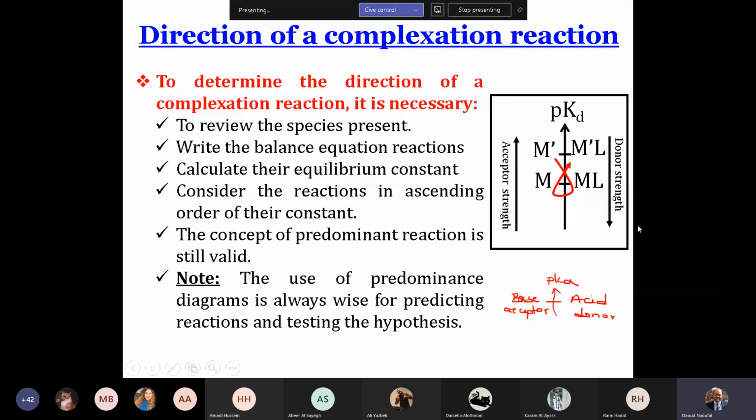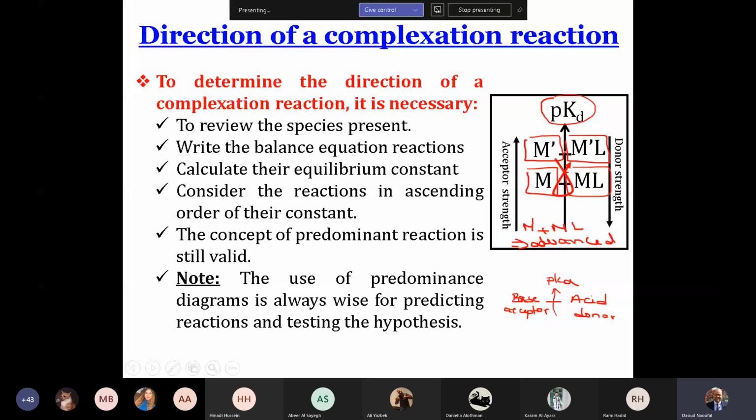In the complexation reaction, instead of pKa, we make a scale of pKd. On the left, we put the acceptor. Suppose the acceptor is the metal M prime and M. And on the right, we put the donor, which is the complex M prime L and ML. So look at this relation. If you add M prime plus ML, you have an advanced reaction since it's in the direction of gamma. If you add M prime L plus M, you have a reaction, but this reaction is limited since it's in the anti-gamma direction.